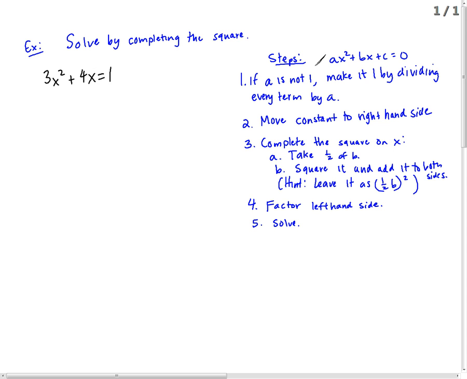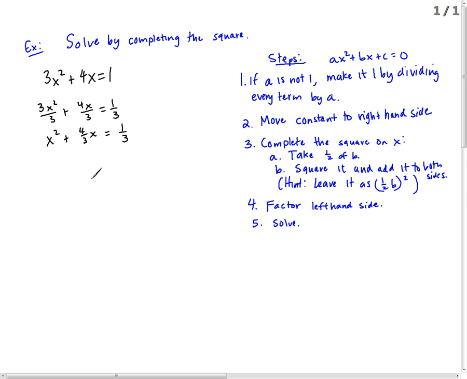So that's my a. If I look at the form ax squared plus bx plus c equals 0, here my a is 3. Coefficient is not 1, so I divide every single term by 3. So I have 3x squared divided by 3 plus 4x divided by 3 equals 1 divided by 3. Simplifying, I get x squared plus 4/3 x equals 1/3.